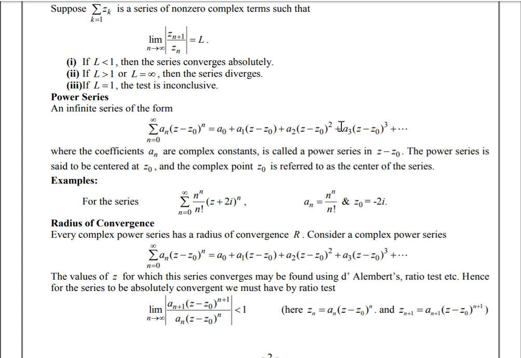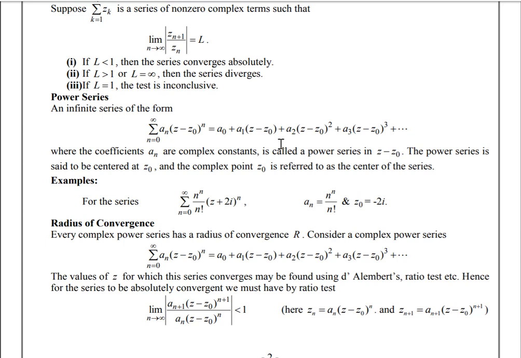There are different complex numbers z for which this power series converges. Now we find those numbers. There are a lot of numbers for which this infinite series sum is finite, and that is always in a region. How can we find it? Here we define the term radius of convergence.